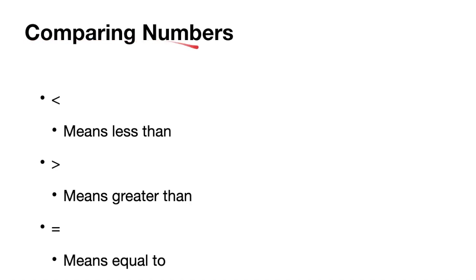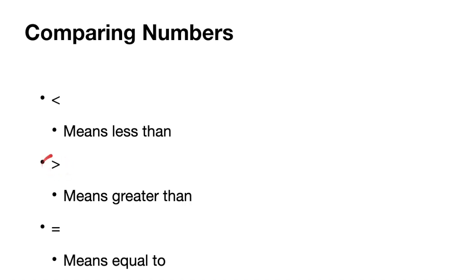So, comparing numbers. When we are comparing numbers, our symbols are this one. This would be the alligator eating the bigger number on the right side. So the bigger number would be here. The smaller number would be here. Means less than. The hungry alligator is a great way to remember it.